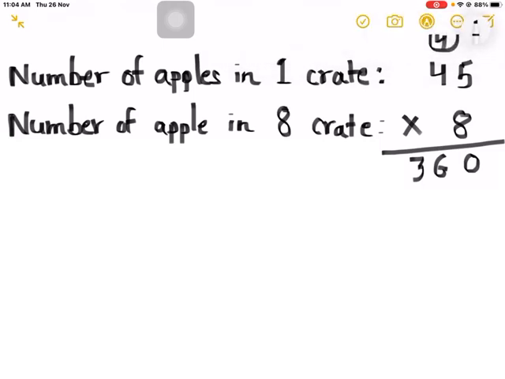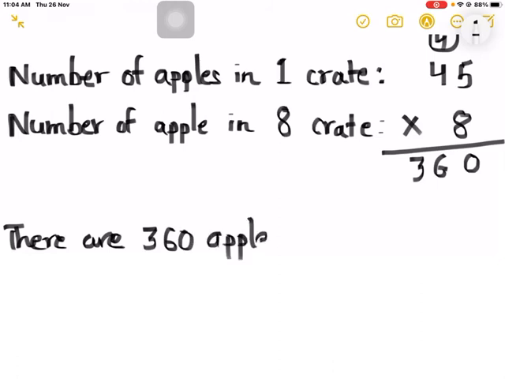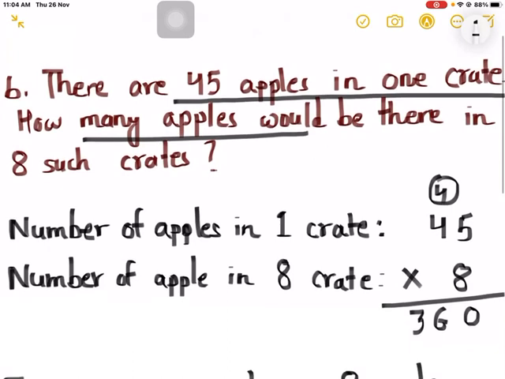Okay, there are 360 apples in 8 carrots. Yes, this is the conclusion. There are 360 apples in 8 carrots. Okay, so this is our conclusion. By this we have solved these word problems.